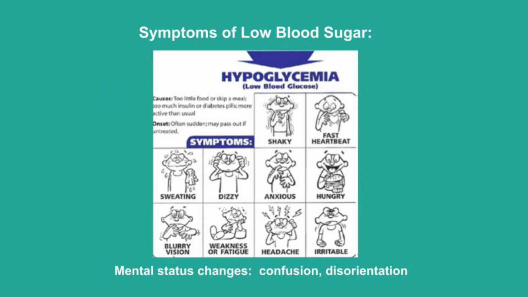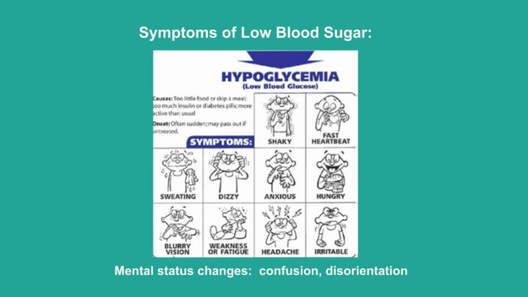So the causes include too little food, or maybe somebody has skipped a meal, or they've had too much insulin. It usually happens suddenly. People can feel shaky, their heart beats fast, they get sweaty, dizzy, anxious, hungry. They get blurred vision, they can feel weak or fatigued, they can get a headache, they can get irritable. They can also have mental status changes such as confusion or disorientation.